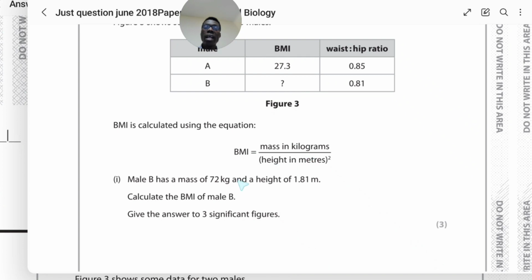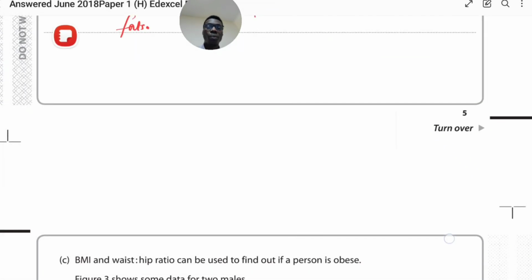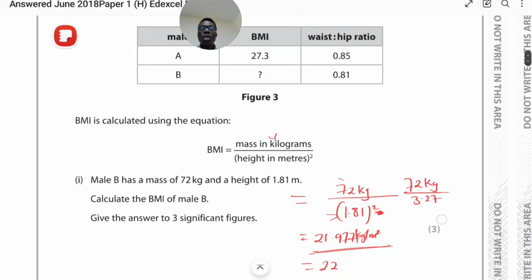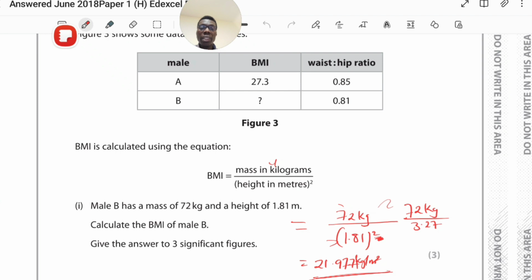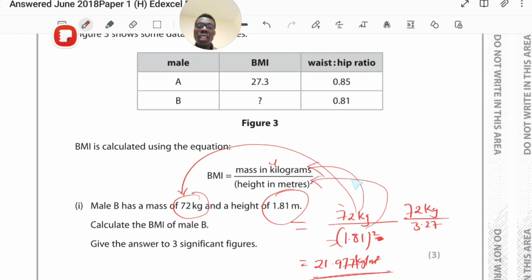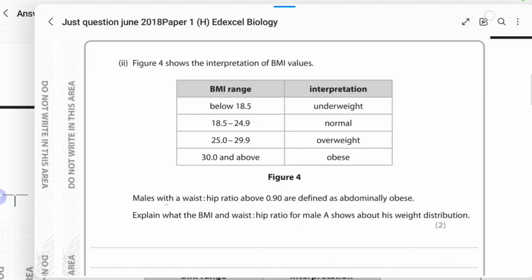So you use this value. I'm going to show you how to calculate it for male B. Then give 3 significant figures. So let's do this. Here we are. We were told that the person is 72 kg, so you just input the value basically. The value 72 kg over 1.81 squared. I hope that made sense.